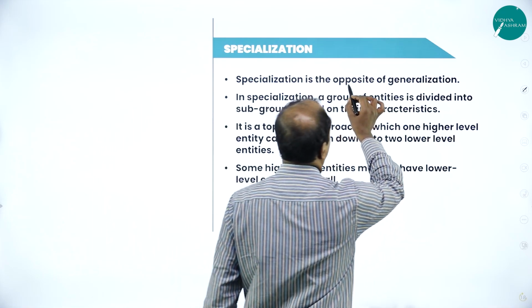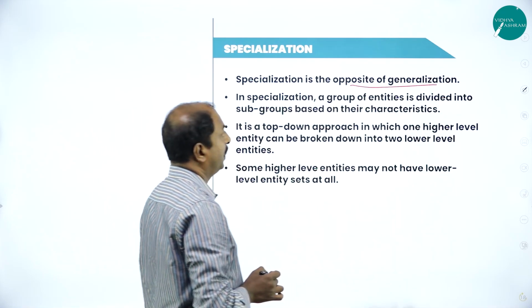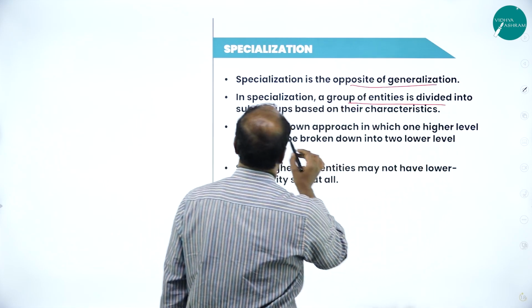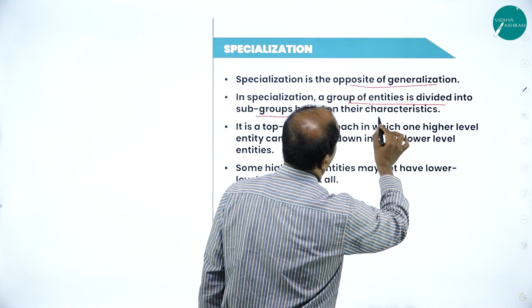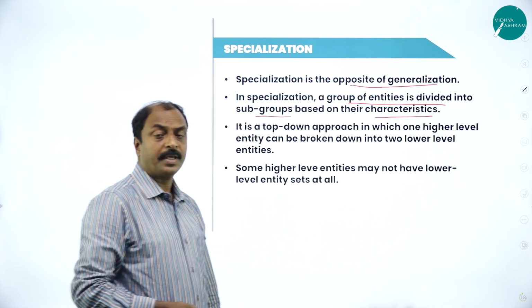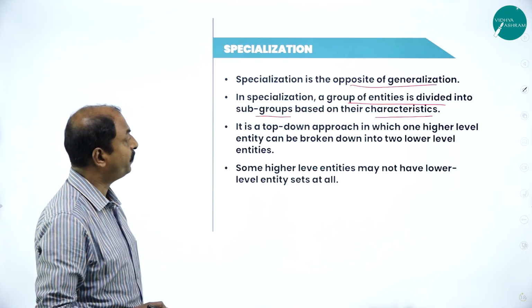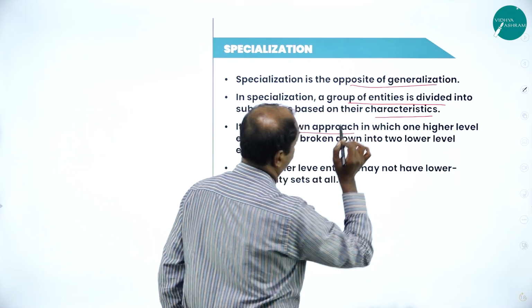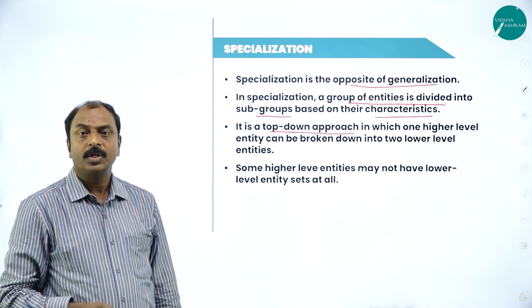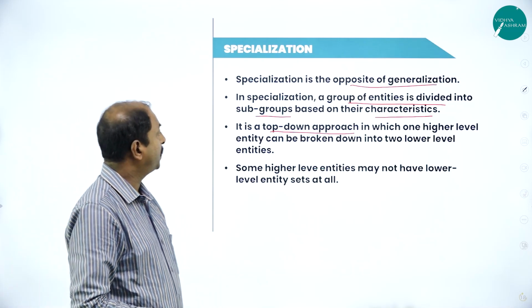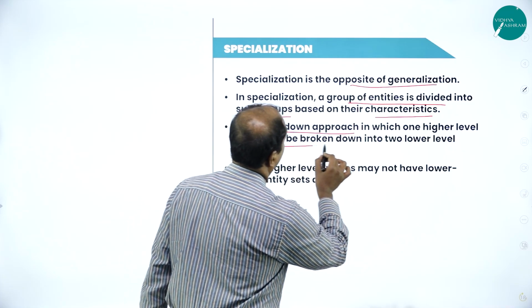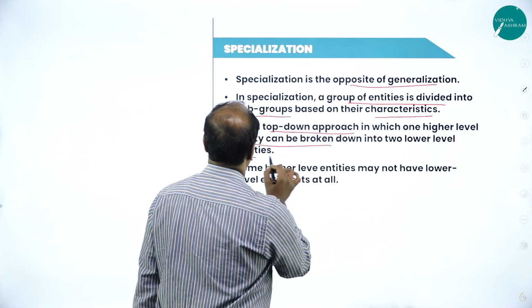The next definition is specialization. It is the opposite of generalization. Here a group of entities is divided into subgroups based on their characteristics. In the previous example it was different. Now look at the definition, and it is a top-down approach. Another method of problem approach is the top-down approach. Here, a higher level entity can be broken down into smaller entities.